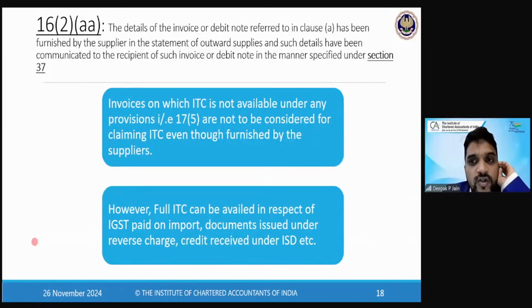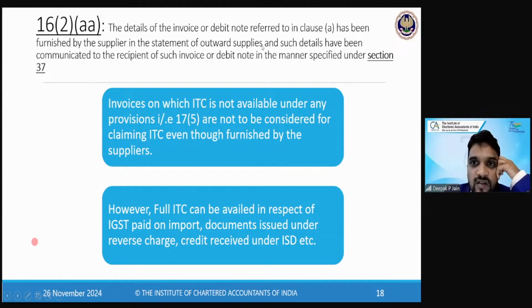So what does the 16(2)(a) say? Again, we will read the section. The section says the details of the invoice or debit note, which is referred in clause A. मतलब जो documents हमने बताया था, those invoices or debit notes have been furnished by the supplier in the statement of outward supplies, and such details have been communicated to the recipient of such invoice in the manner specified under section 37. मतलब what does it say?